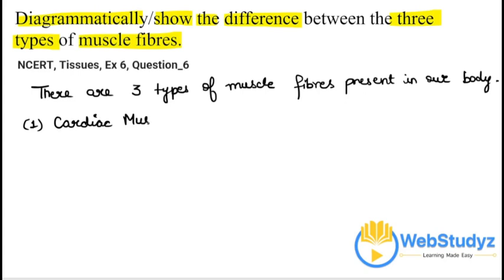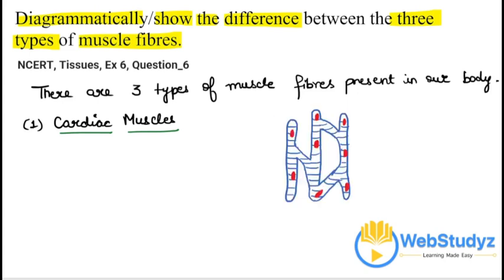Cardiac, the word is supposed to be related to the heart. So these muscle fibers are present in the heart walls. So let's see the diagram. So this is the diagram of the cardiac muscles, and the red one represented in this diagram is the nucleus of the muscle fiber.